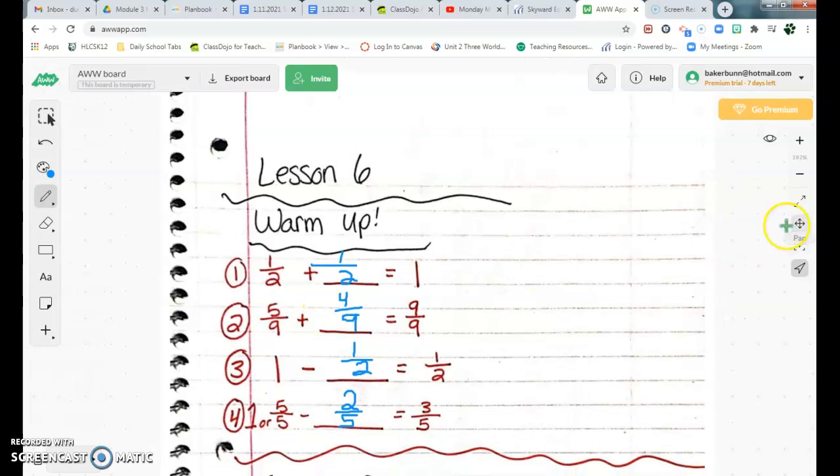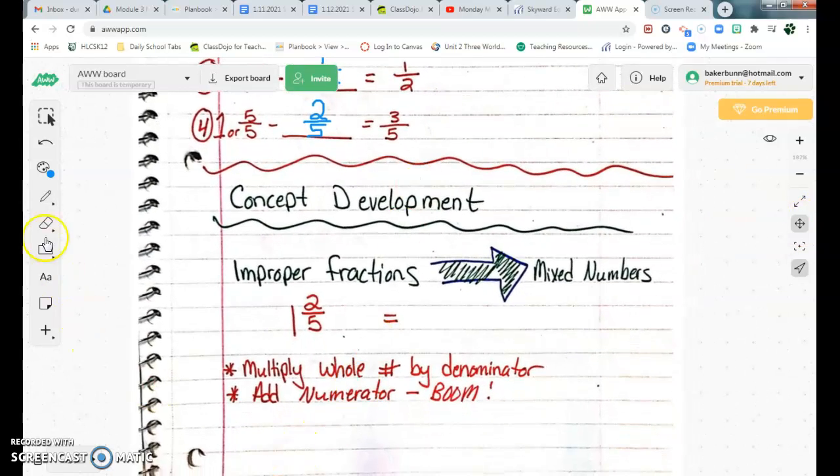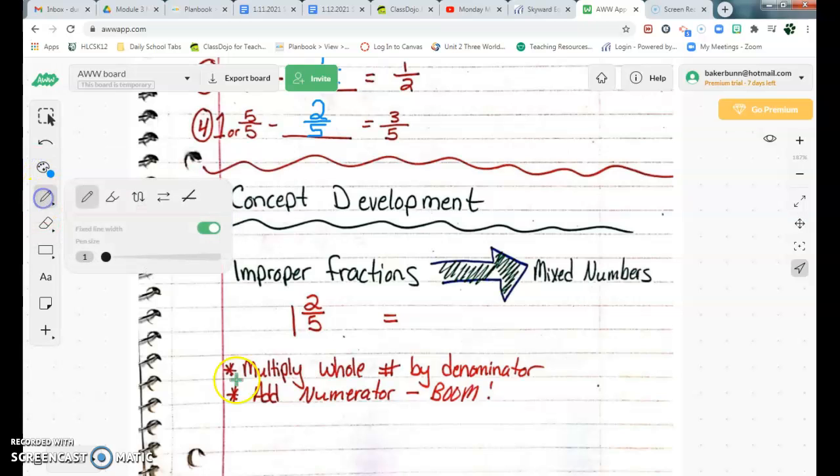We're now going to go ahead and scroll down to our concept development. Now, today we're not going to be doing anything too crazy, but there is an extra step added into our subtracting of fractions today. And we're going to be working on converting these mixed numbers. Remember, a mixed number.